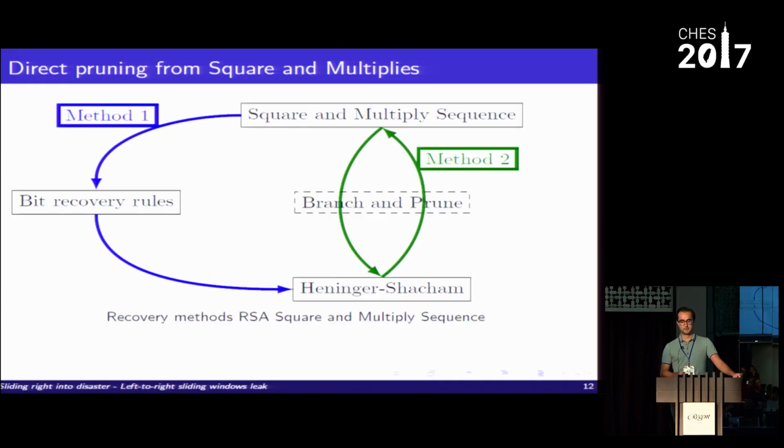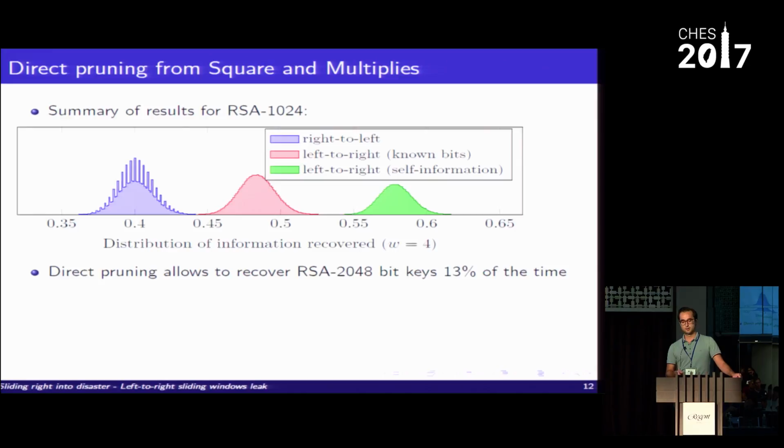So first, if we look at the results for RSA 1024, you see that the right-to-left method leaks about 40%, which is not enough for the Heninger-Shacham algorithm. When we use the known bits method, so method one, you see that we already passed the 50% line. But when we use the second method, when you want to quantify the amount of information you get, we use a so-called self-information measure. You see that we get past the 50% line easily. And this even allows to recover RSA 2048 bit keys in 30% of the time. So this is quite nice. We could also break RSA 2048 with this method.